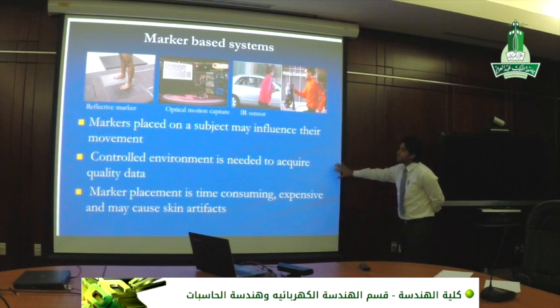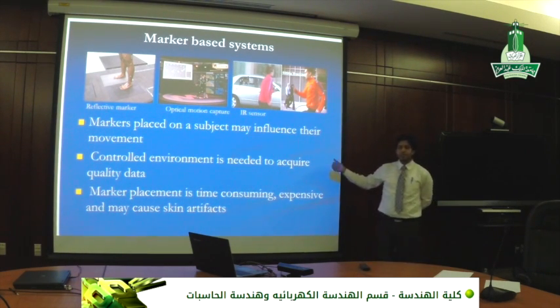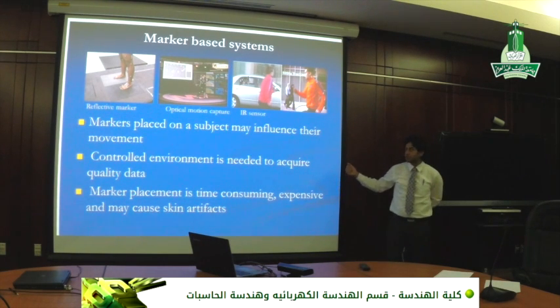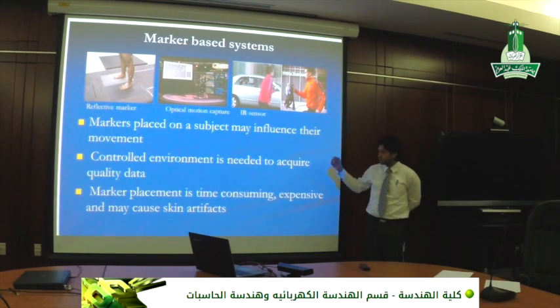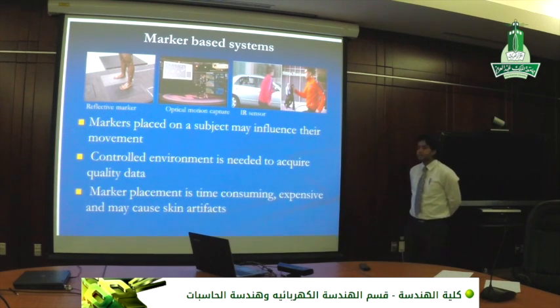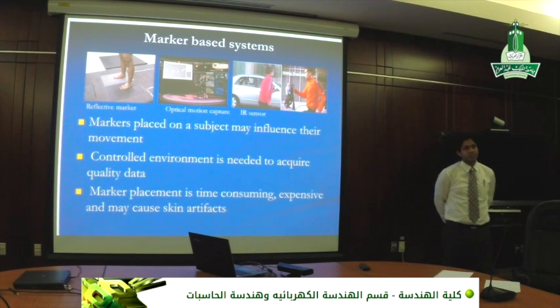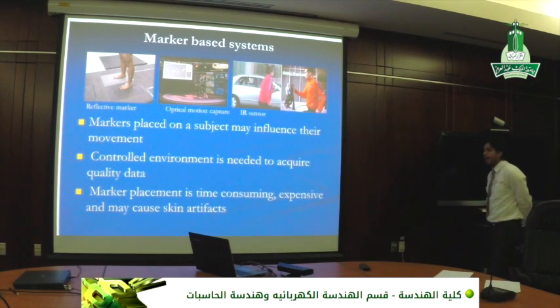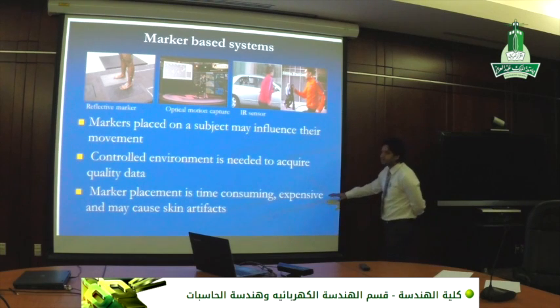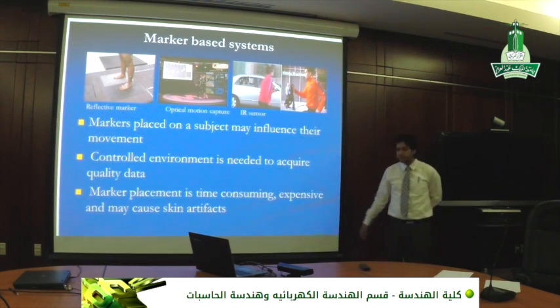But these marker-based systems have a kind of a drawback. The first drawback is that the marker placed on the subject influences their motion. They are not free to move around. A controlled environment is needed to acquire the desired result. Marker placement on the subject is time consuming, and the most important part is that it is very expensive and it causes skin artifacts.